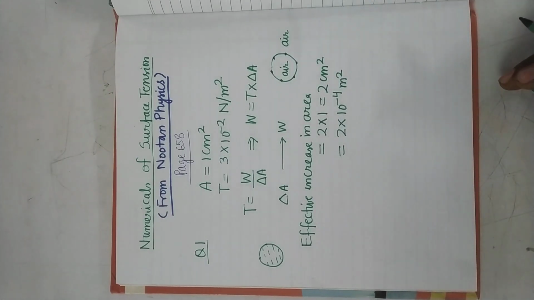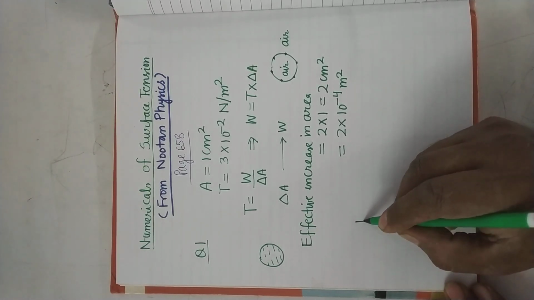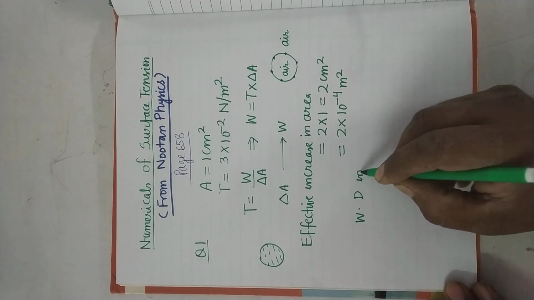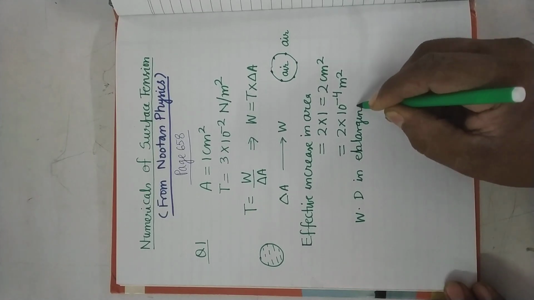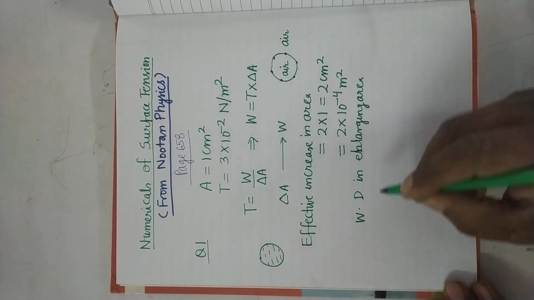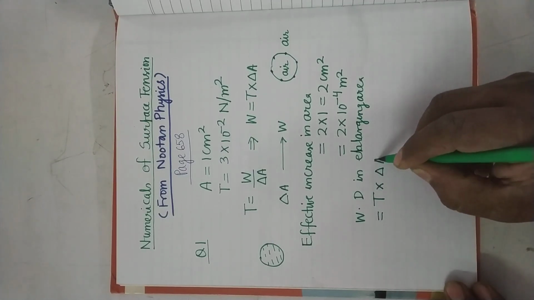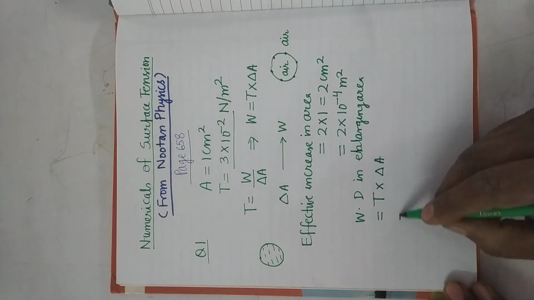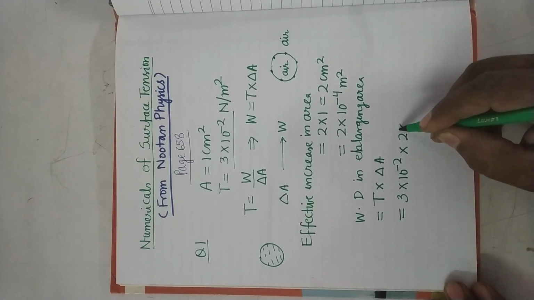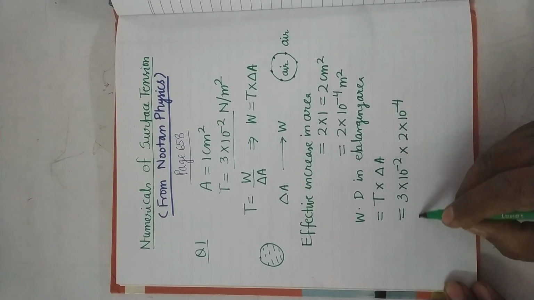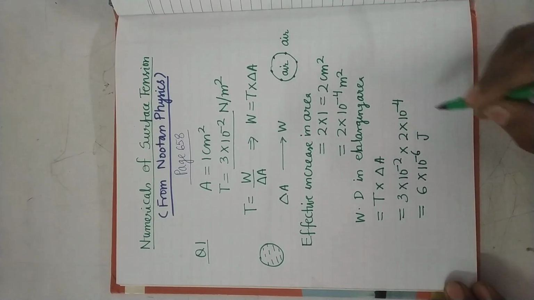You can convert centimeter square into meter square by multiplying by 10 to the power minus 4. So what will be the work done in enlarging the area? That will be equal to T into delta A. T you already know, this is 3 into 10 to the power minus 2. Delta A is 2 into 10 to the power minus 4. That equals 6 into 10 to the power minus 6 joule. It's clear?